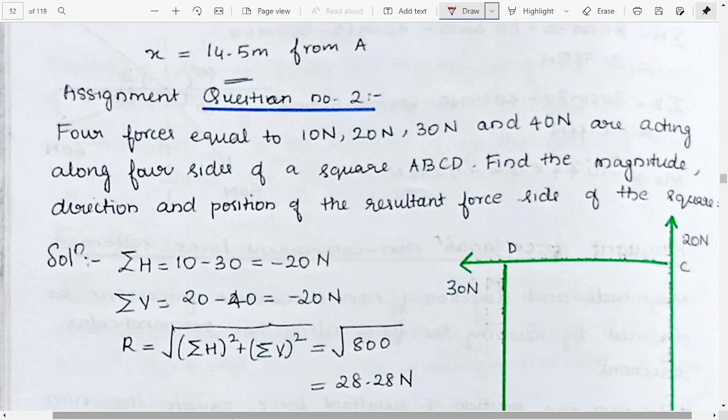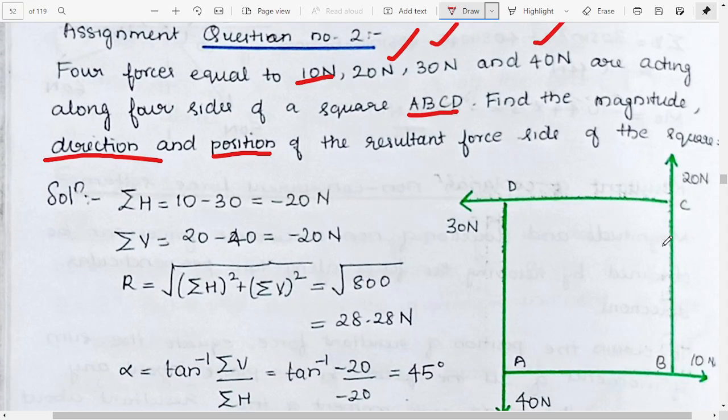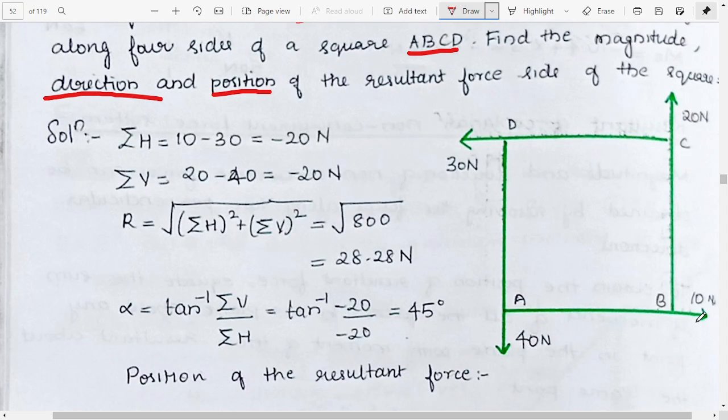In the next case, we have four forces, 10 newton, 20 newton, 30 newton and 40 newton, acting along the four sides of a square ABCD. We need to find the magnitude, direction and position of the resultant force. We are given forces like this: 10 newton on this side, 20 newton on this side, 30 newton on this side, 40 newton on this side, all together forming a square. We need to find the resultant R and the distance x.